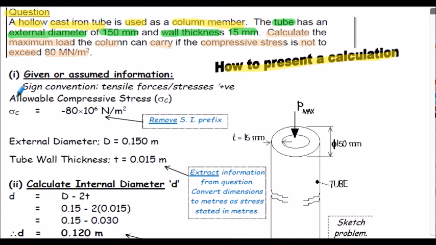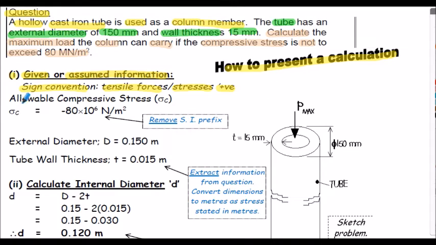So the first step in the process is to assimilate the given information from the question or any assumed information that the question might indicate. Now, as we're calculating stresses in members here, I'm going to use a sign convention, and I'm going to state that tensile forces or tensile stresses are positive.